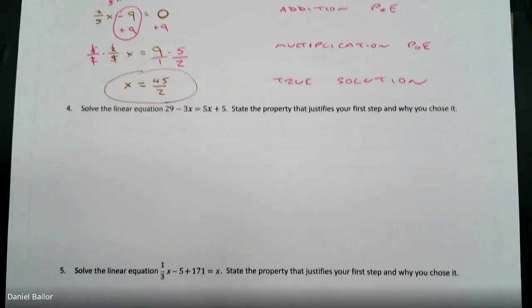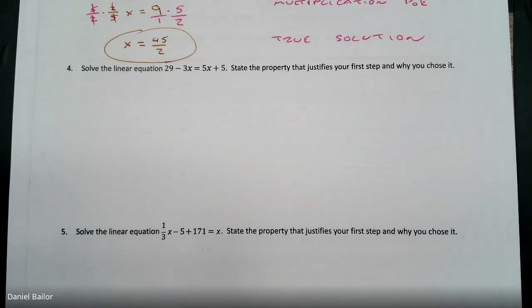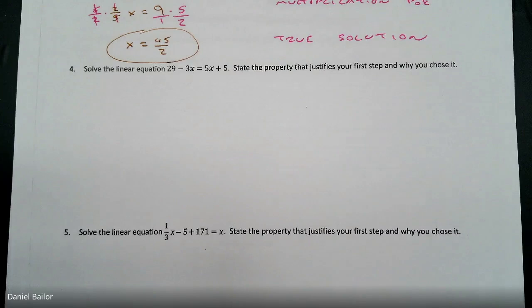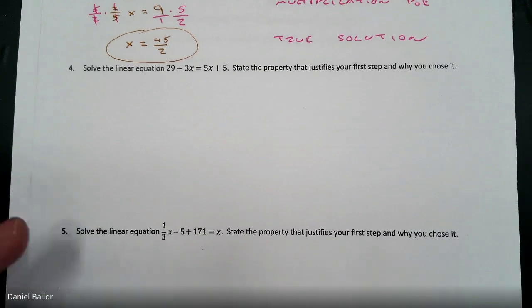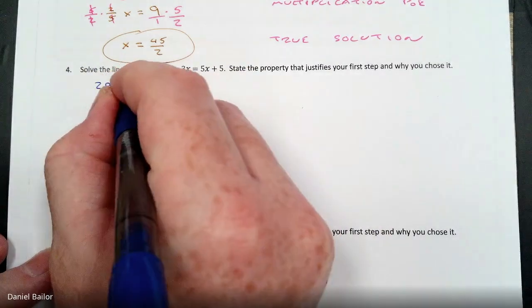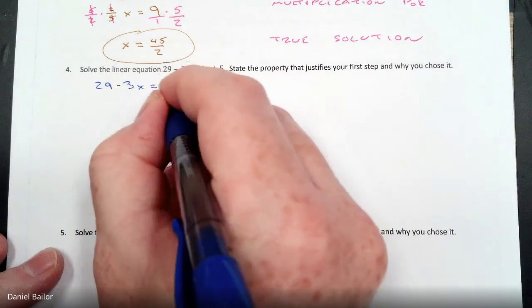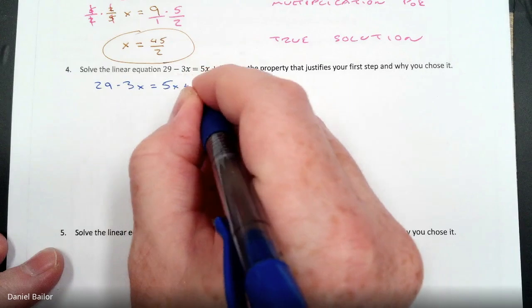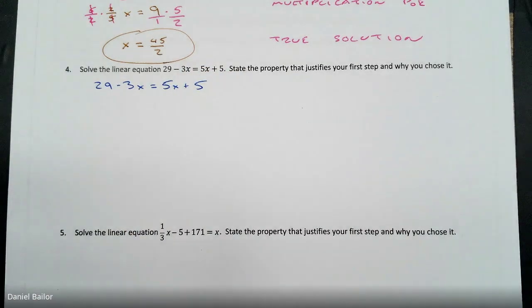Let's go to exercise 4, another equation. Solve this equation and give your reasons. So let's work on it. I'm going to copy my equation, 29 minus 3x equals 5x plus 5. Good enough. Now, I need to move things around. I need to find out what x is going to be.